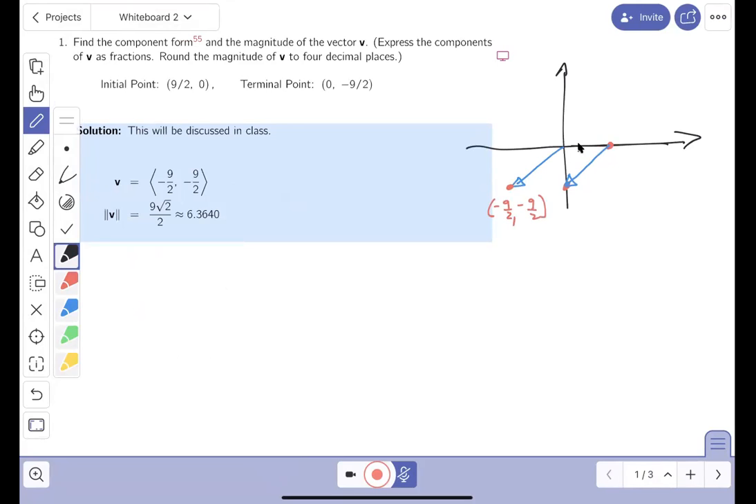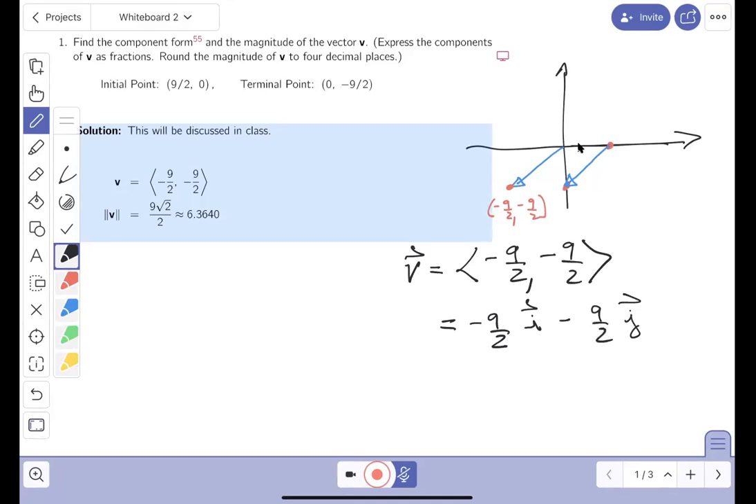So let's talk about the component form of the vector v. I'm going to put a bar in front of it. Minus 9/2, comma, minus 9/2. If you would write that down in the ij form, it would be minus 9/2 of the vector i minus 9/2 of the vector j. All right, now what else did they ask for? They asked for the magnitude of that vector.